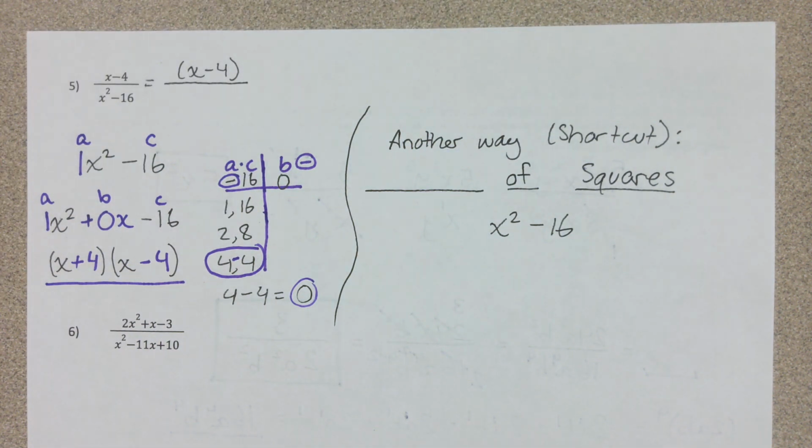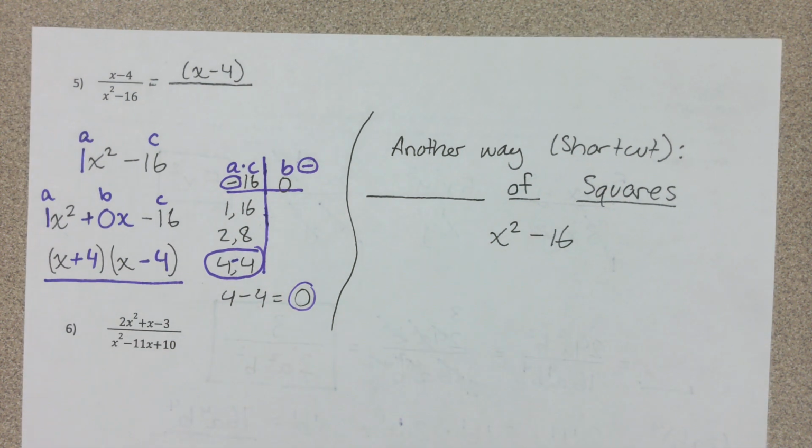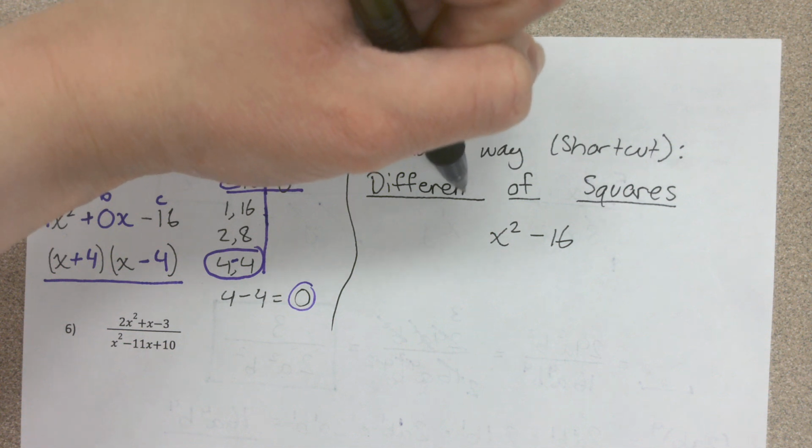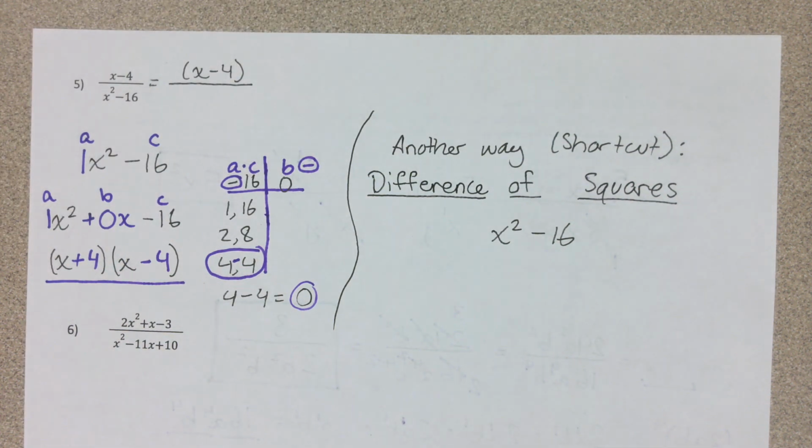Do you remember the technical term for subtraction? Another word for subtraction, not minus. Difference. Thank you. Difference of squares. That is the name of that kind of problem. The proper way is that's actually a difference of squares.